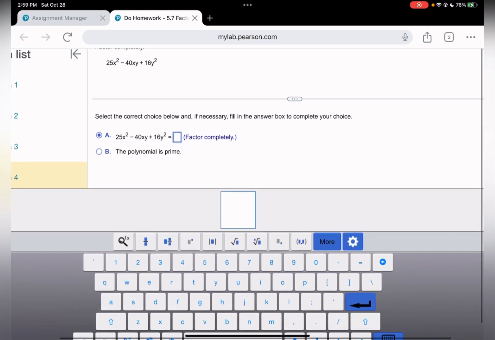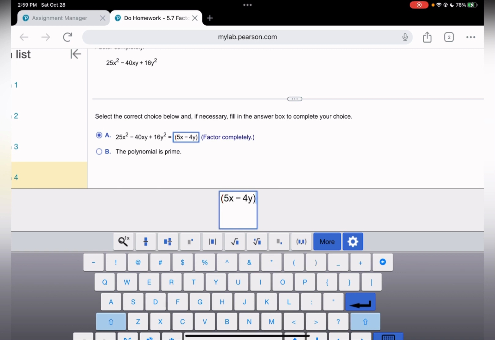So I put 5x minus 4y into power 2. Okay.